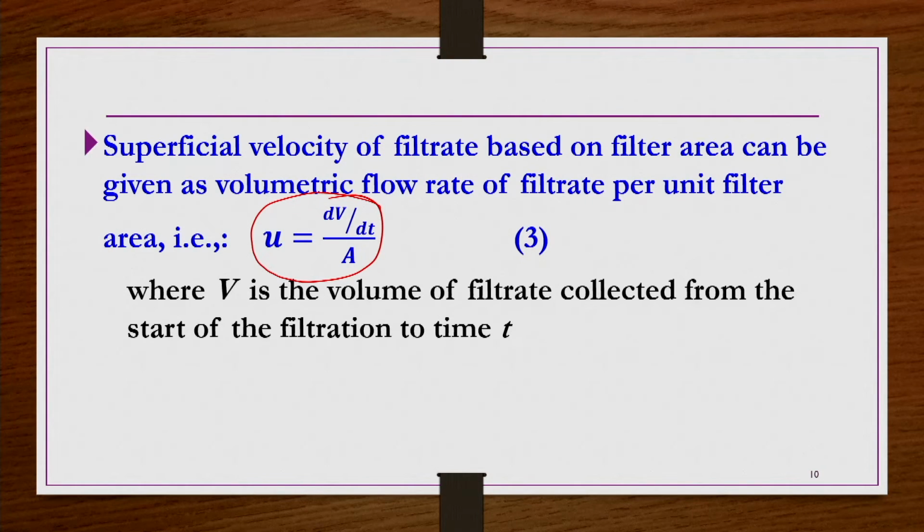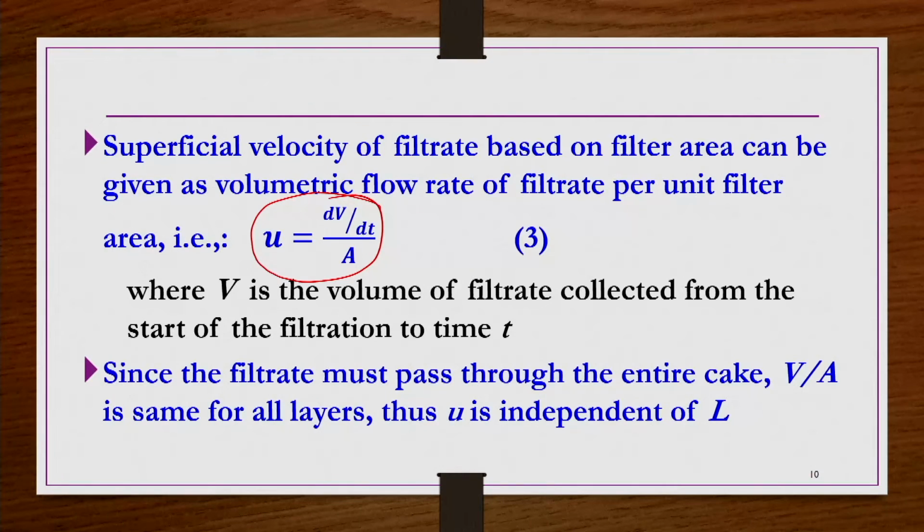Here in this equation V is the volume of filtrate collected from the start of filtration to time t. Since the filtrate must pass through the entire cake, V by A is the same for all layers, thus u is independent of L. This analysis assumption is required: filtrate must pass through the entire cake. We have taken only one layer of the cake for this analysis, so whatever V by A is, it should be the same for all layers, so that the superficial velocity u can be taken as independent of L, that is, the cake thickness.